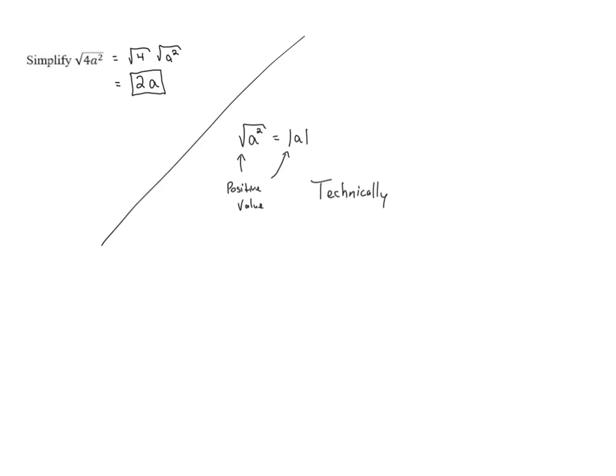But in a lot of beginning classes, again, that's not something that we want our students to worry about. Already dealing with the square roots is complex enough. So for right now, we're just going to say that the square root of a squared is a. And so in this problem, we end up with 2a for our answer, and that is our final answer.